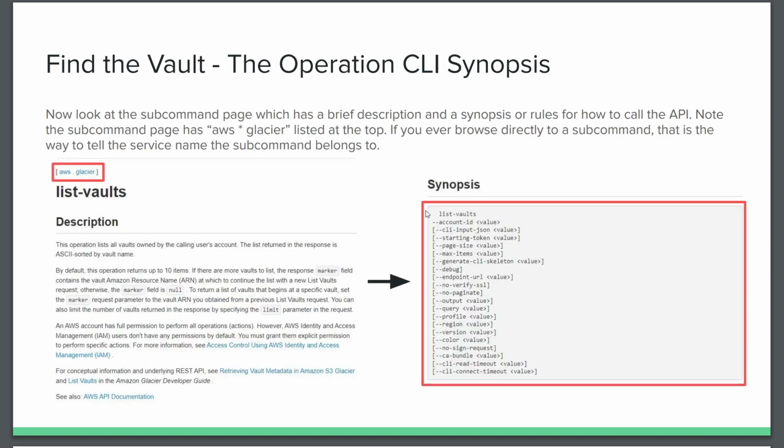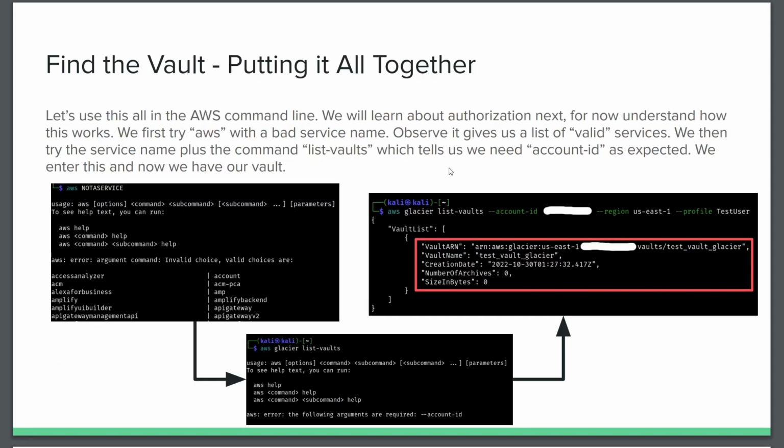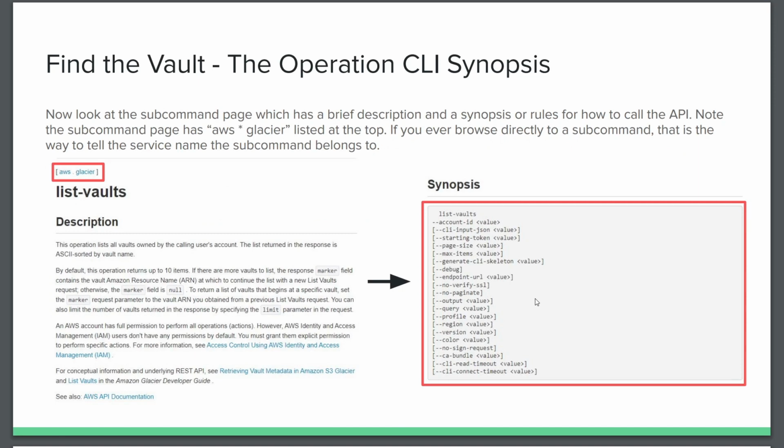So it's going to be AWS glacier list-vaults, and then it looks like we need to provide an account ID. Remember, the account ID is the specific 12-digit number for your AWS account. So then I put it all together, and this is just showing how I incrementally build it. If you do AWS and don't put in a service name, it'll give you a big list of service names that you should use. So then I do AWS glacier list-vaults, so AWS, my service name, and then my API name, and I get an error message back saying we need an account ID, because remember it said here you need an account ID.